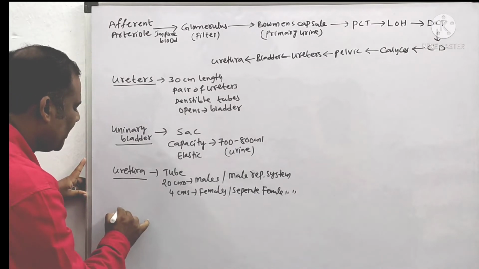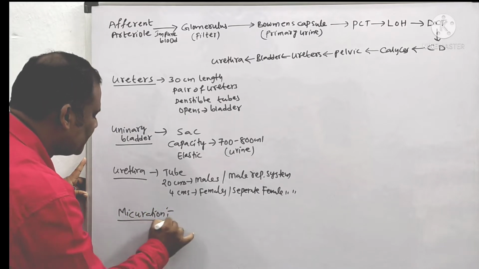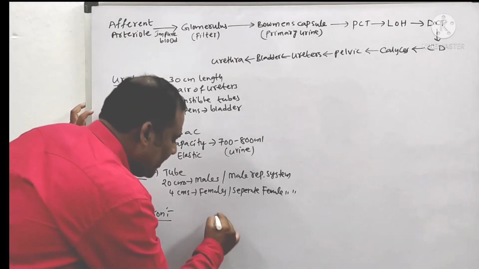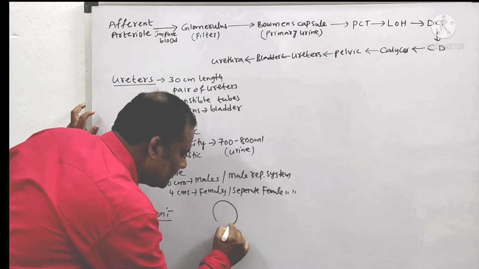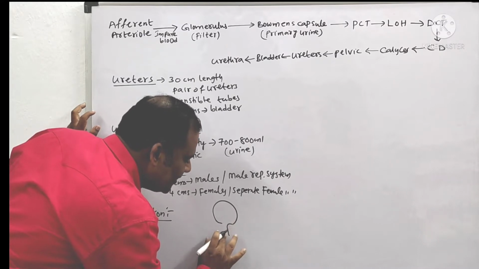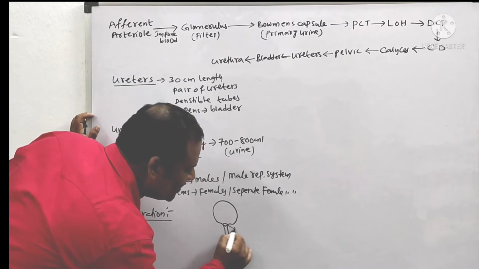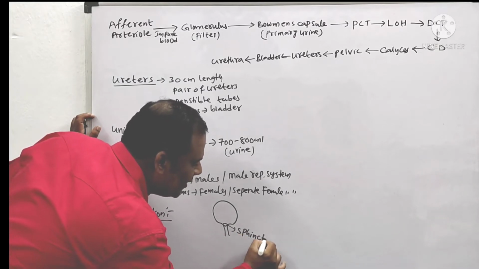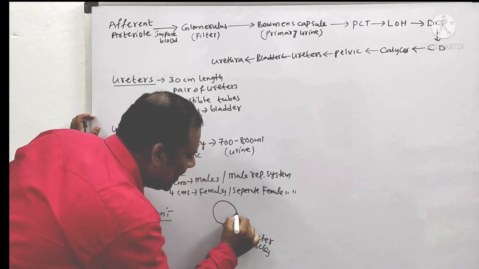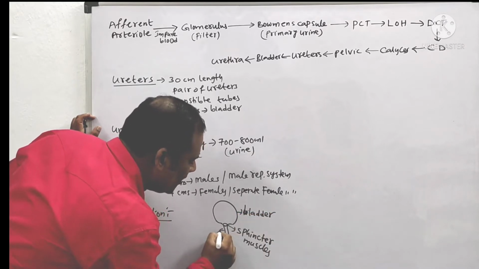Next one is micturition, which is also called urination. For example, see, this is a urinary bladder, and this is the urethra. Between the urinary bladder and the urethra there are two ring-like muscles present. These ring-like muscles are called sphincter muscles. This is the urethra, and this is the urinary bladder, or simply the bladder.